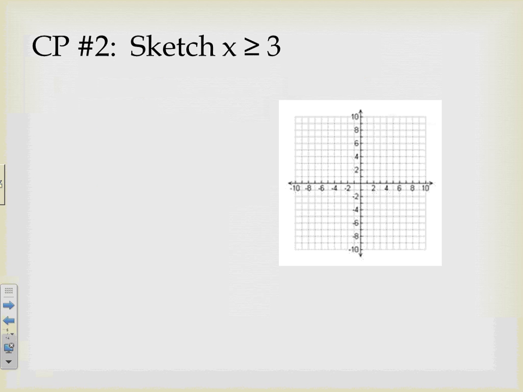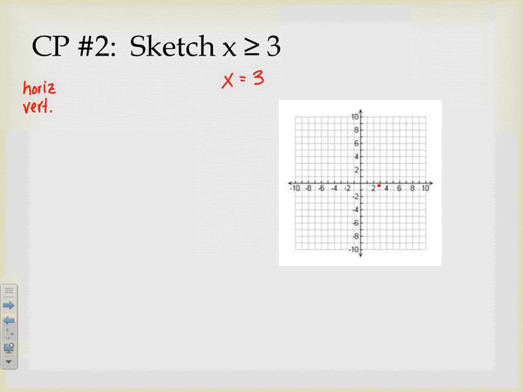Checkpoint number 2, sketch x is greater than or equal to 3. Now remember these equations or inequalities that have just the one variable, these are going to be your horizontal or vertical lines. So if x is greater than or equal to 3, first I need to graph the line x equals 3. So here's the easiest spot where x is 3. And here's where everybody makes a mistake if they're going to. Where do I go, horizontal or vertical, from there?